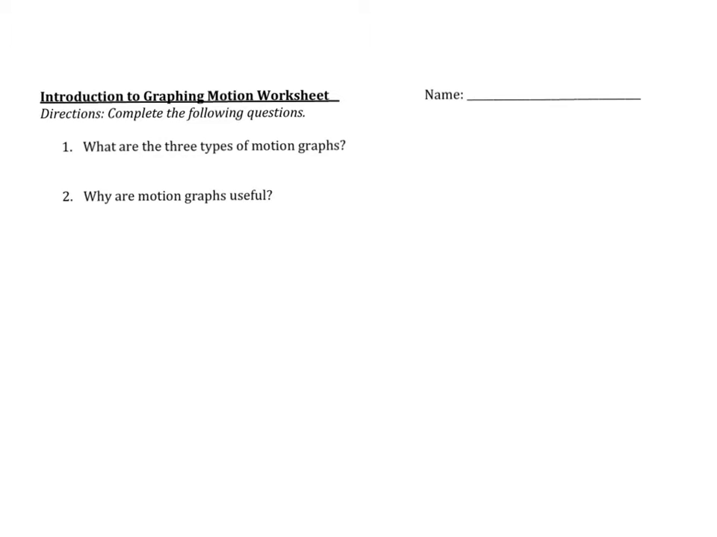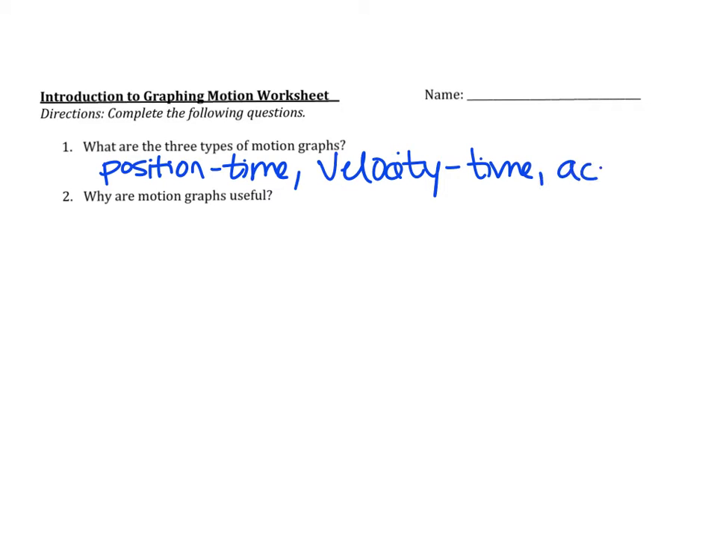Question 1, what are the 3 types of motion graphs? We've talked about all 3 of these now. The first one is a position time graph. The next type is a velocity time graph. Excuse my writing on this, it's not very good. And an acceleration time graph, and I'm going to abbreviate acceleration. Position time graphs are also called displacement time graphs or distance time graphs as well.